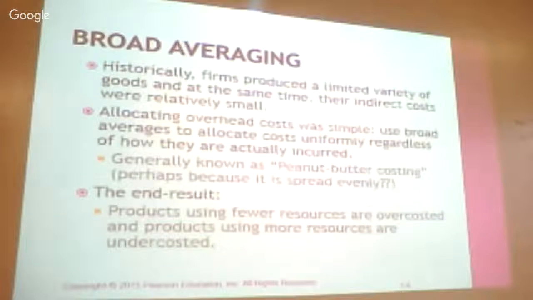As a result, products using fewer resources are overcosted, and products using more resources are undercosted. So you're spreading the cost over everything, and things that don't use those resources could get hurt, meaning they're getting too much of the allocation of the costs, whereas things that are using the most resources are getting too little of the cost. So that's the big downfall. That's why we want to do ABC costing, so that we can allocate better to the different costs. Does everybody understand that concept? Okay? All right.